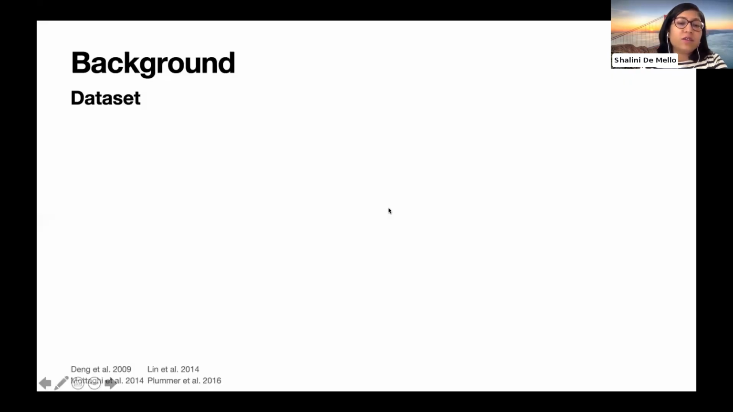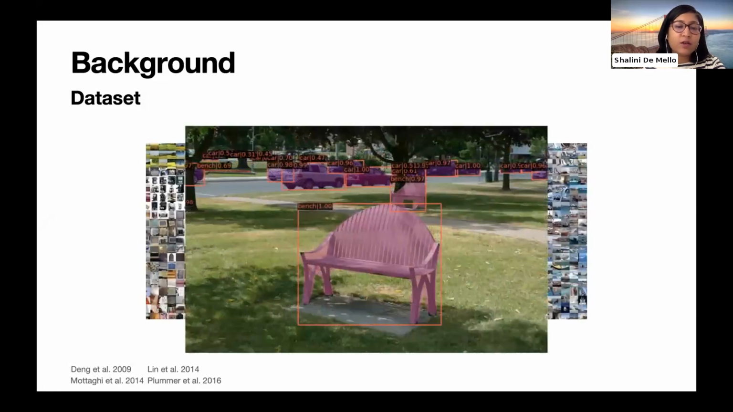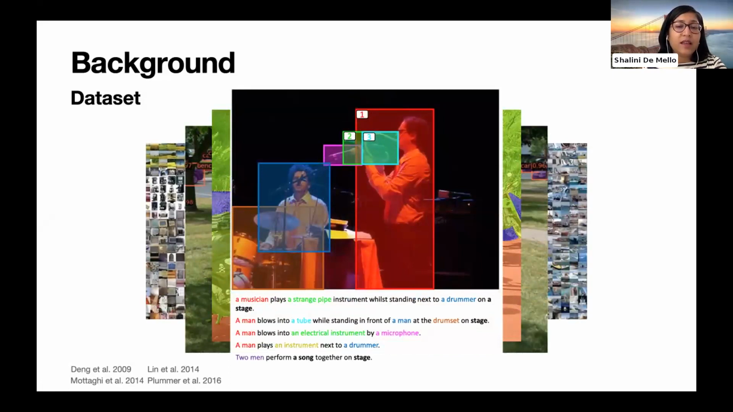We've had a long history of collecting very nice datasets in the computer vision community. For example, ImageNet for object recognition, the COCO dataset for object detection, the Pascal VOC dataset for semantic segmentation, and the Flickr30K dataset for visual grounding with captions. All of these datasets have led to incredible improvements in quality over the years and really advanced computer vision and AI.